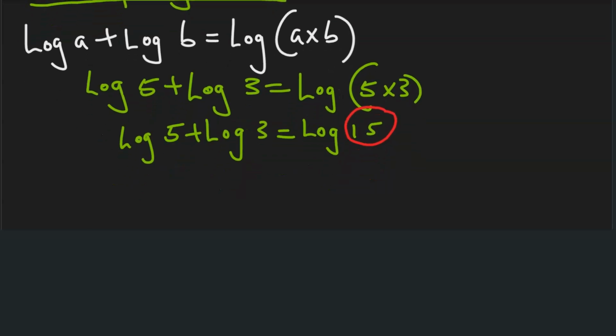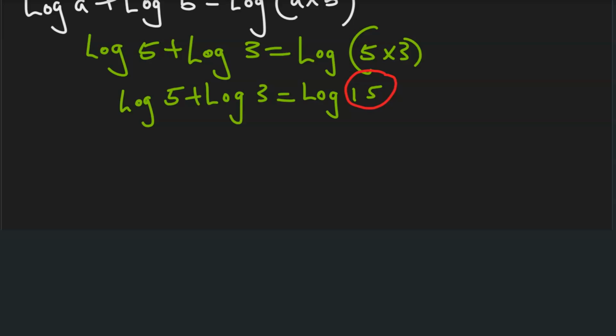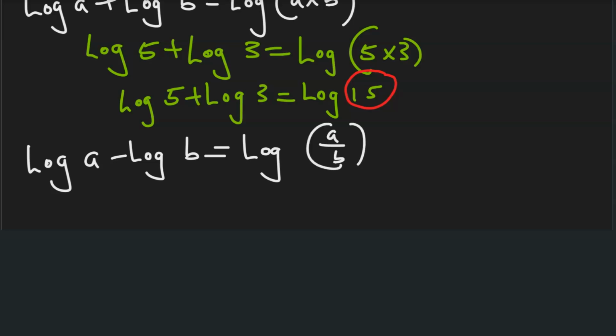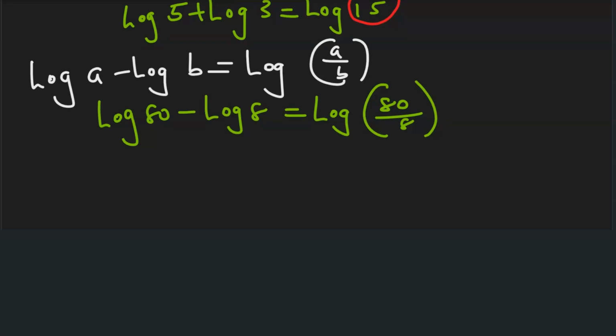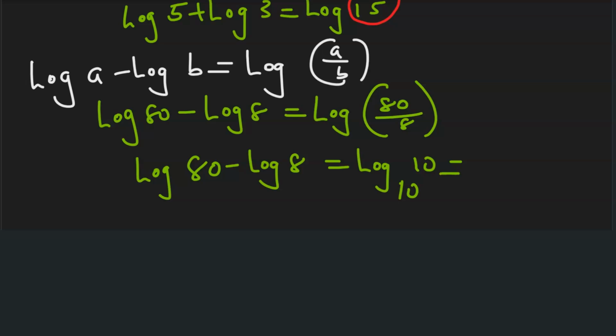That's the first law. The second law states that log a minus log b equals log of a divided by b. So an example, log 80 minus log 8 will be given by log of 80 divided by 8, which essentially means that log 80 minus log 8 equals log 10. But this log 10, when you press on your calculator, is always to base 10, and this takes us to the next law.